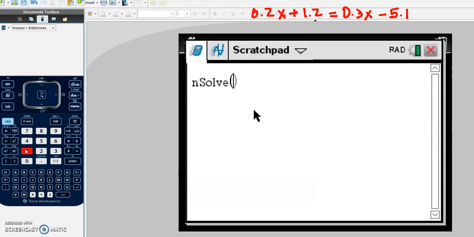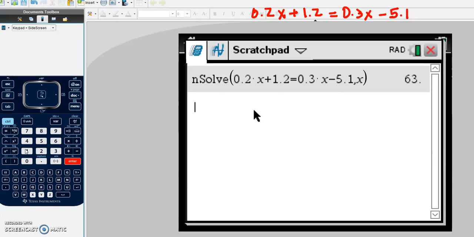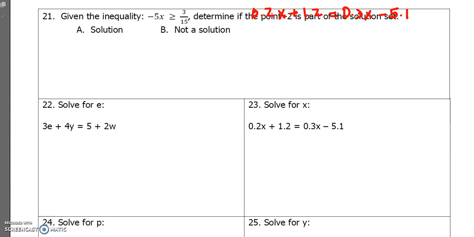So I need to type in 0.2x plus 1.2 equals 0.3x minus 5.1. And remember, when we're doing nSolve, we need to have a comma and whatever the variable is. In this case, it's an x, so comma x at the end. And then when I hit enter, there's my answer. So for number 23, our answer is going to be 63. So let's go ahead and write that on here. So x is equal to 63.